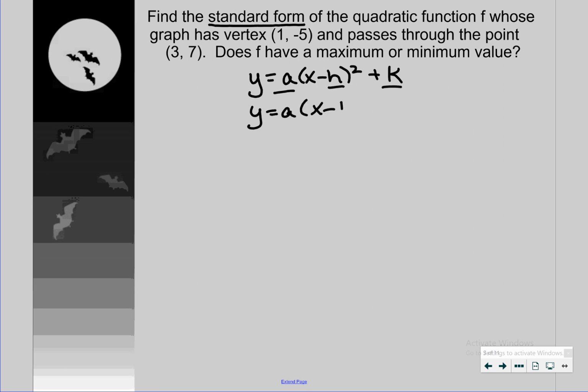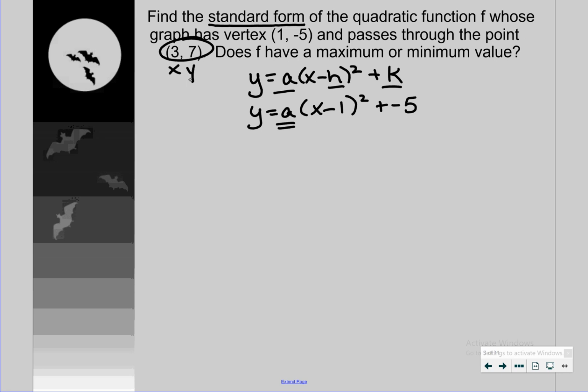(x minus 1) squared plus -5. Or you could just write minus 5. That would be fine. Okay, so fill that in. The only thing I still don't have is an a value. And what have I still not used yet? Well, I have this other point, (3, 7), and that's an x and a y.